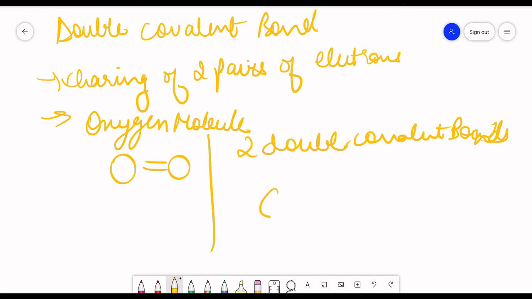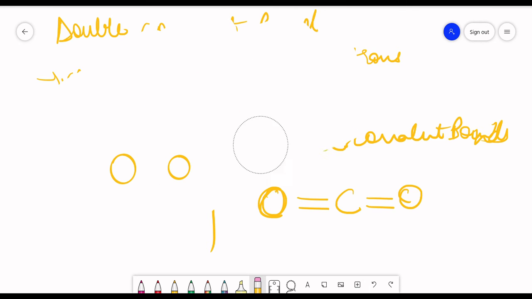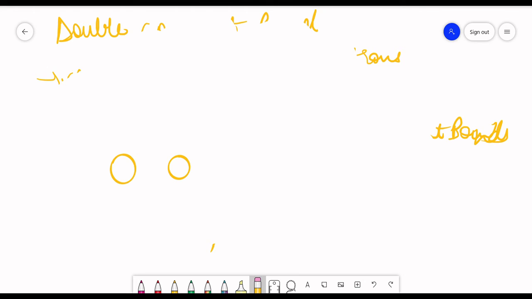Okay, I'll show you. C. Let's say this is O. Here is C, again O. Double, double. Okay. This is the type of bonding. See, these are the oxygen molecule and the carbon dioxide molecule. The best examples for double covalent bonds are these. Now I'll explain the triple covalent bonds.